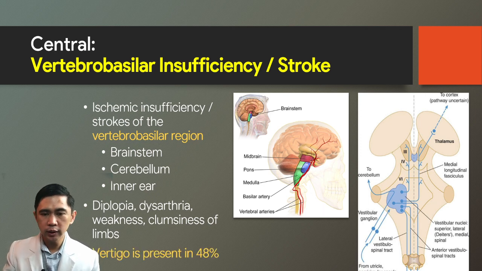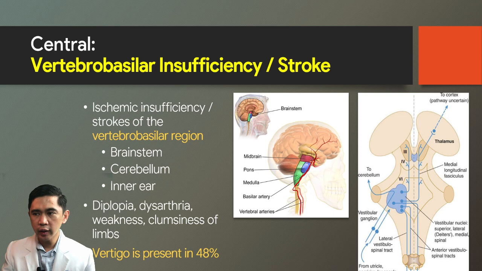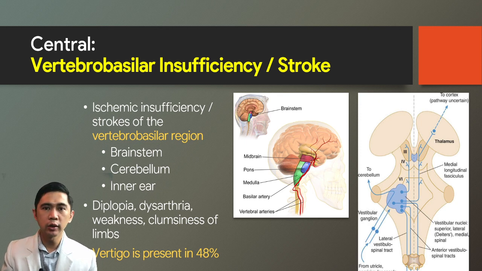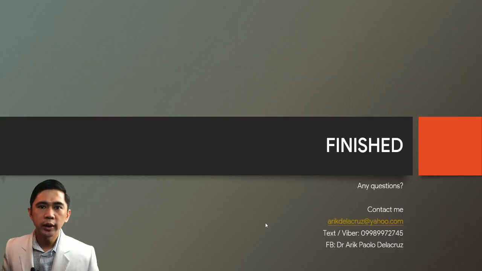Vertigo is present in half of them, and it's very important for us to rule out stroke whenever our patient presents with vertigo, especially vertigo which is long-lasting or not episodic. So that concludes my lecture.